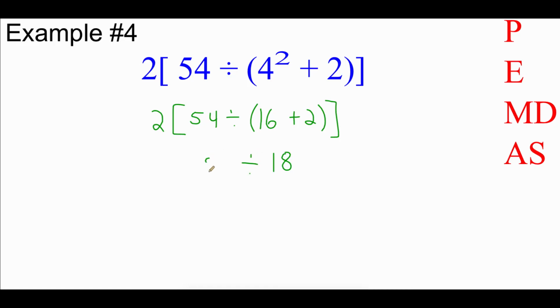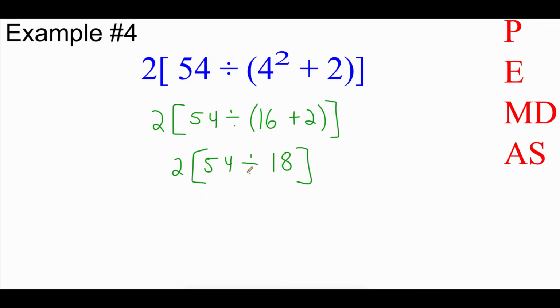And then we've got our 54 divided by 18 inside of this big set of square brackets. Now, since we're done with all of the operations inside of that set of parentheses, it's not necessary to keep them around the 18 anymore. And then we've still got this 2 on the outside. Now, we've still got a set of grouping symbols in here. We've got this set of square brackets, so we need to continue working inside of there.